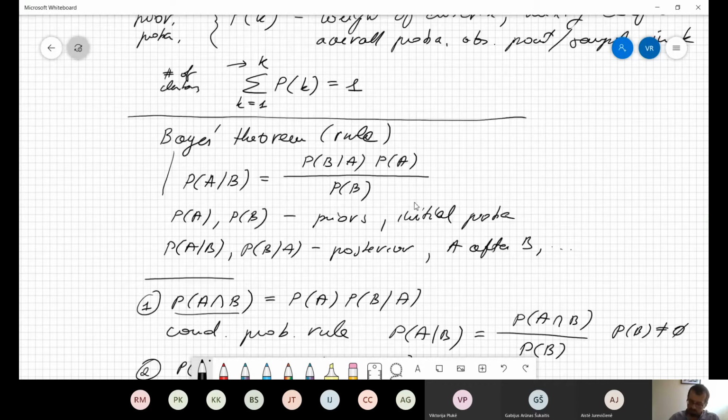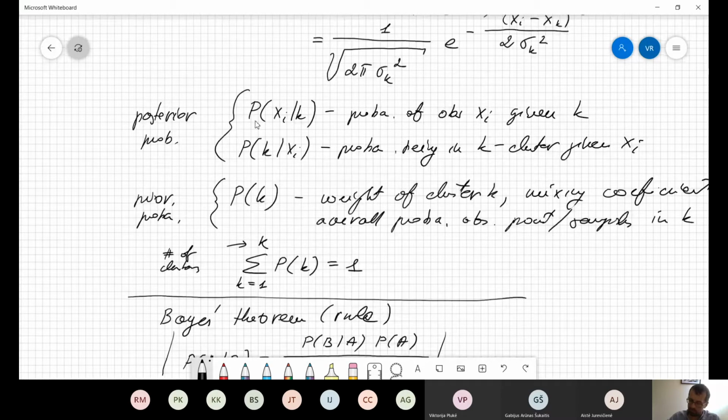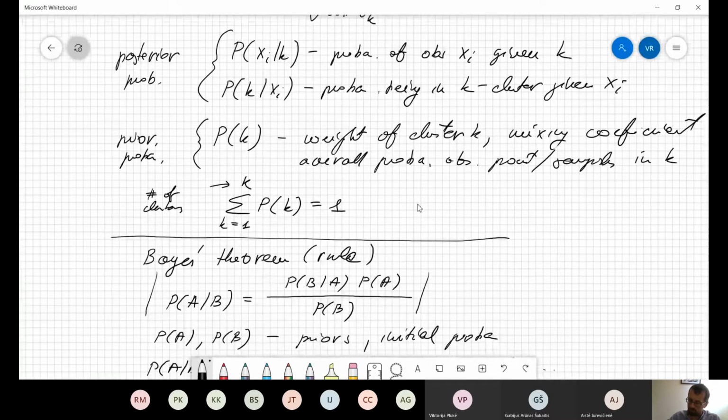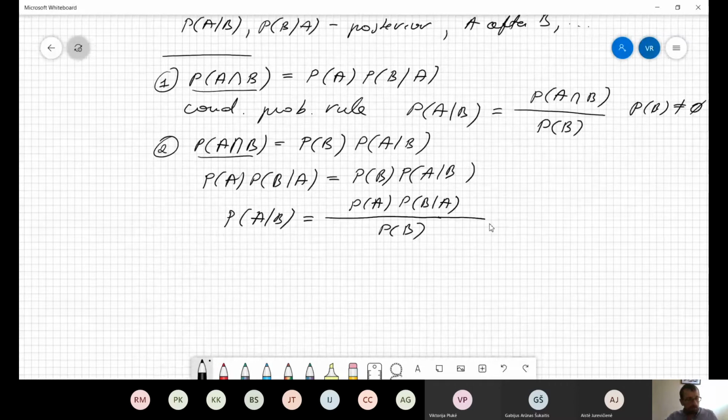Okay, so basically this gives us a way to invert these posterior probabilities, right? Because here we have the probability of xi given k, and we want to calculate the probability of k given xi, given our observation. Okay, so good.